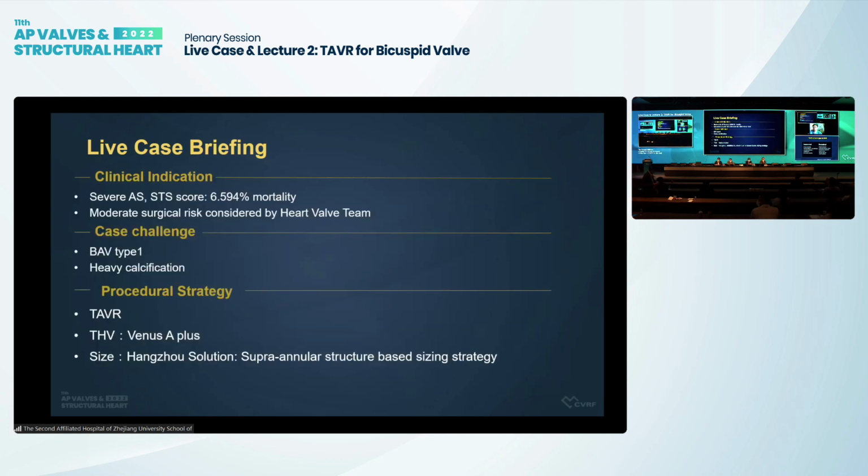So the summary of the case is very severe aortic stenosis, with an STS score of about 6.6% mortality, a bicuspid type 1 aortic valve, very heavy calcification, and calcification extension to the LVOT. For the procedural strategy, from the heart team discussion, TAVR is suggested by our team, and we will use the Venus A-Plus valve. For sizing, we will use the Hanzo solution, the supra-annular structure-based sizing strategy.